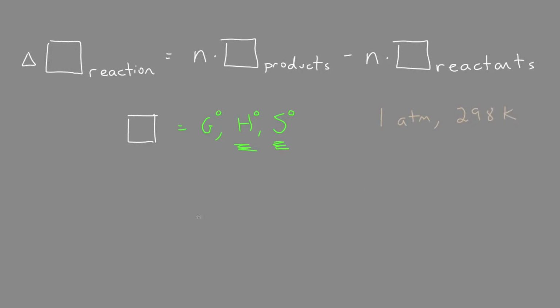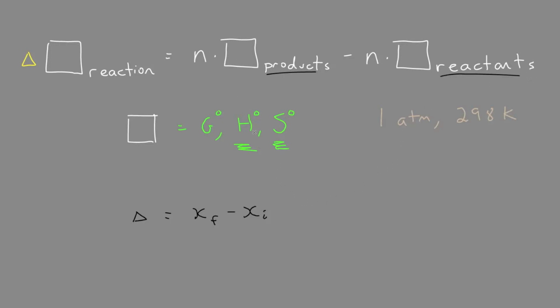What is this general reaction? It's just a way of calculating the change in something. So it's like taking the final minus the initial. Remember, just in general, the change equals the final minus the initial quantity. And so our products are the final and the reactants are the initial.